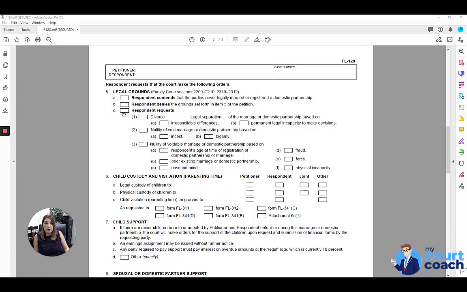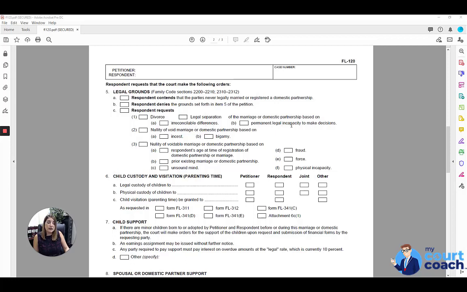If you are joining in on the request to either divorce or legally separate or annul this marriage or domestic partnership, you would mark box 5C. If this is a divorce or legal separation, identify which one in line 5C1, and then the grounds are either going to be irreconcilable differences or permanent legal incapacity to make decisions. Most cases are filed alleging irreconcilable differences. It's a no-fault divorce state, and that's just the easiest thing to mark.